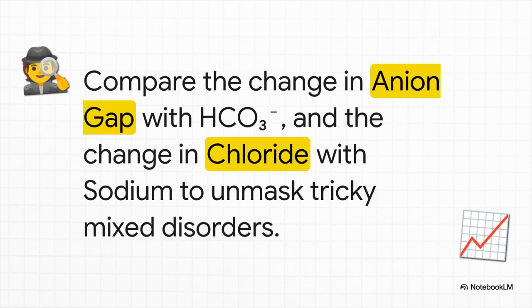And for our final confirmation, steps 7 and 8 give us these really powerful final clues. Step 7, for example, asks you to compare how much the anion gap changed with how much the bicarbonate changed. Think of it like this. For every bit of new acid that's added, the bicarbonate should drop by a similar amount. If it drops by way more or way less, that tells you a second metabolic problem is going on. It's an advanced move to make sure no stone is left unturned.